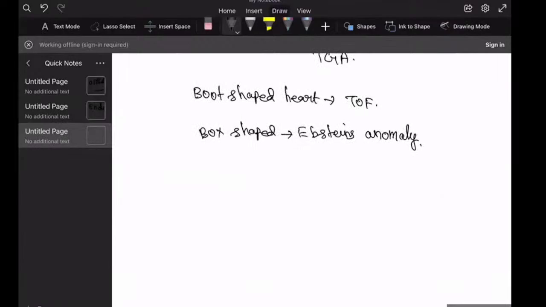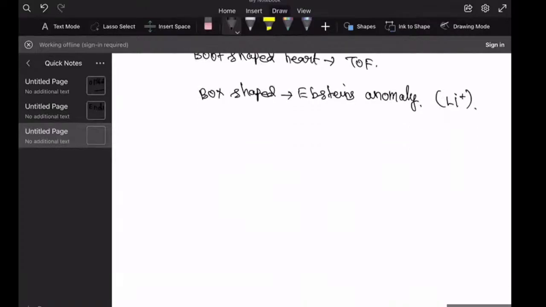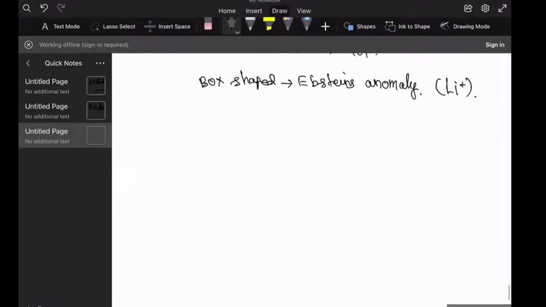Which drug can cause this Ebstein's anomaly? Lithium. If lithium was consumed during the antenatal period, first trimester or the second trimester, any period, lithium can cause Ebstein's anomaly.